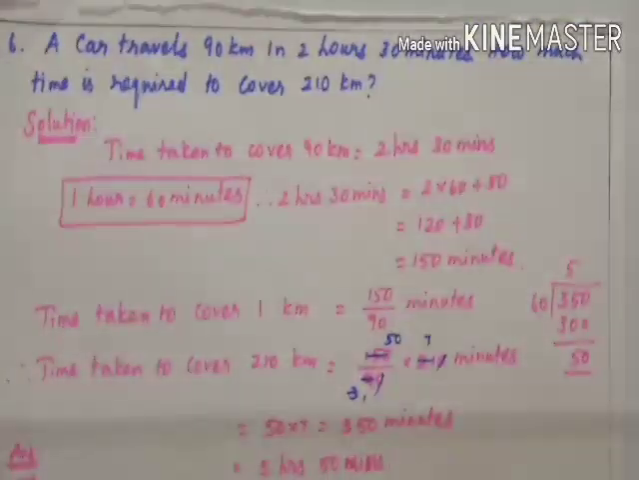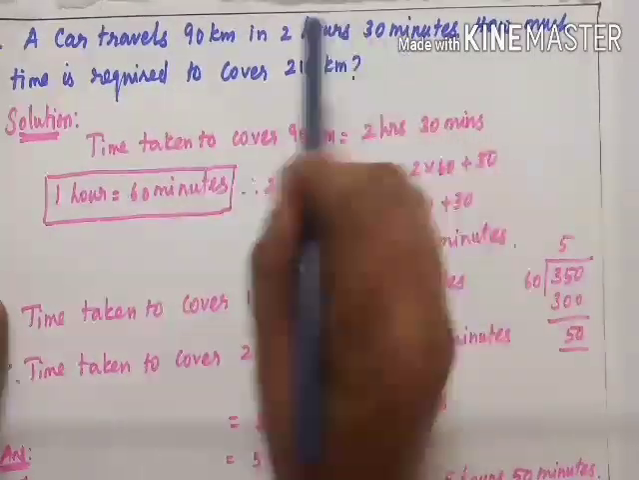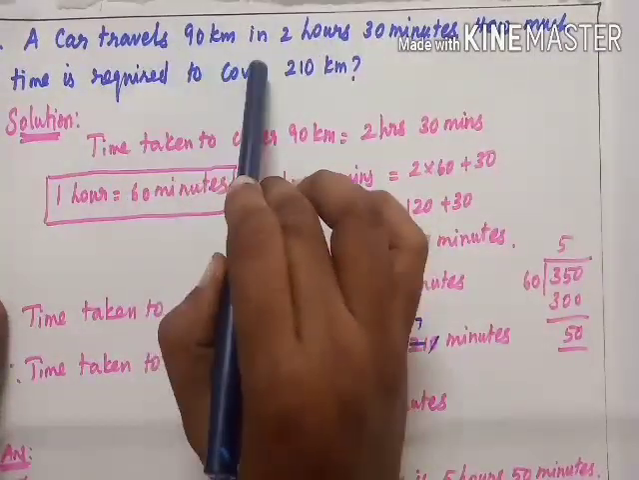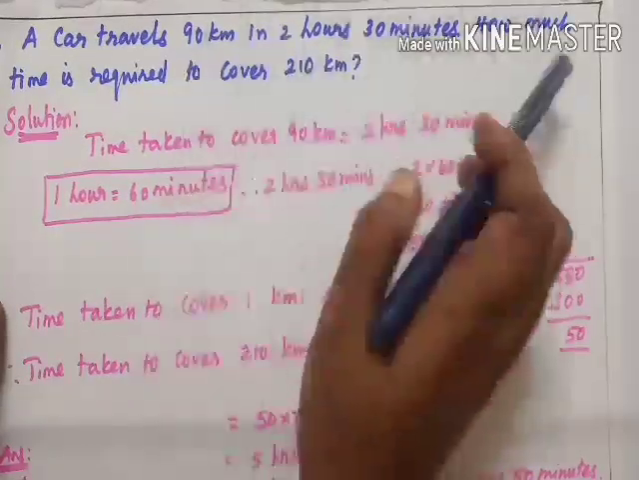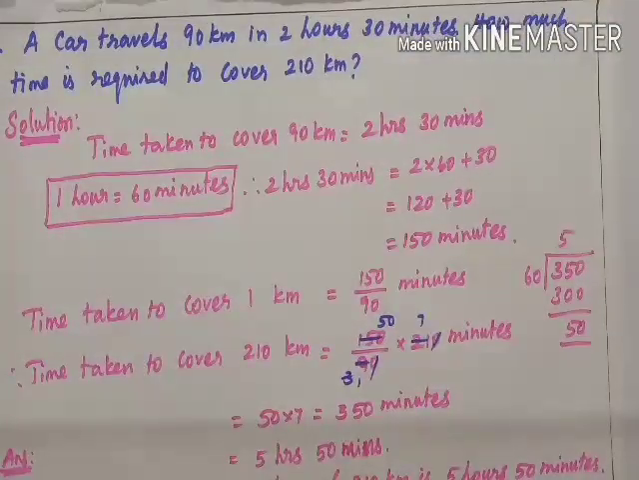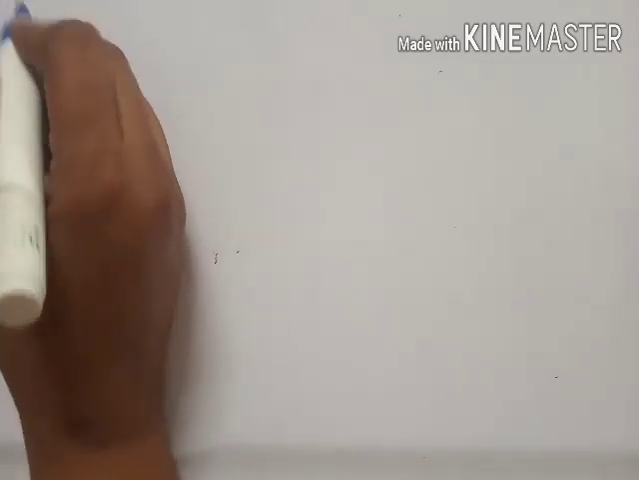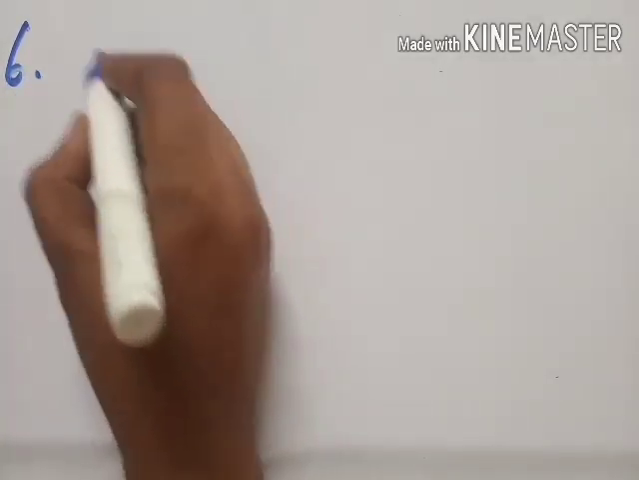Next I will go with the last sum. See, a car travels 90 kilometers in 2 hours 30 minutes. A car travels 90 kilometers in 2 hours 30 minutes. How much time is required to cover 210 kilometers? Yes, 210 kilometers. Yes. See. This is the sixth sum. See, time taken to cover.